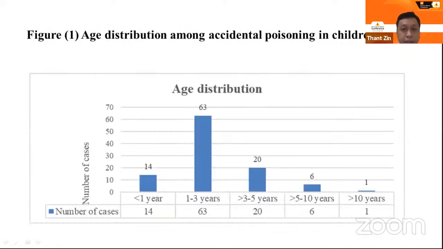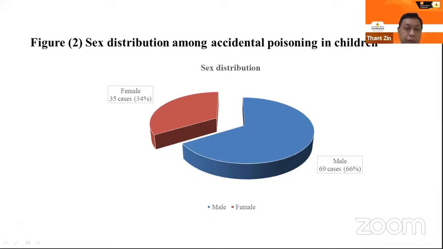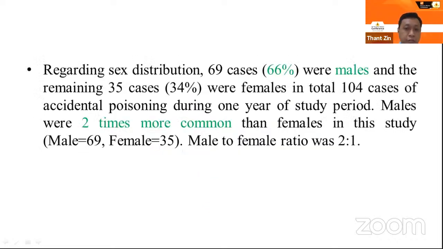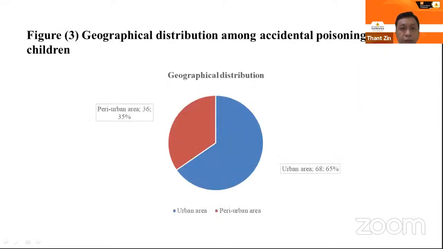Regarding the age distribution among the accidental poisoning, the most common group was the 1 to 3 years age group, which represented 63%, and the second most common was the 3 to 5 years age group, represented as 20%. The least common group was above 10 years of age, at only 1%. Regarding the sex distribution among the poisoning, male cases were 69 cases, represented as 66%, and female cases were 34%. So the male-female ratio is 2:1. Regarding the geographical distribution, most cases occurred in urban areas, 65%, and peri-urban areas represented 35%.